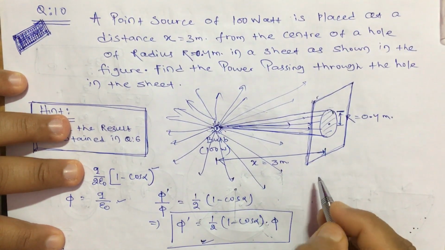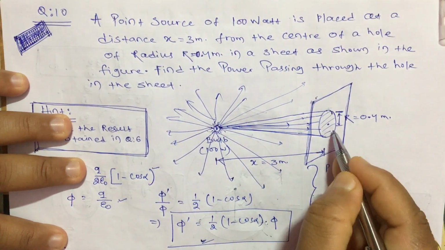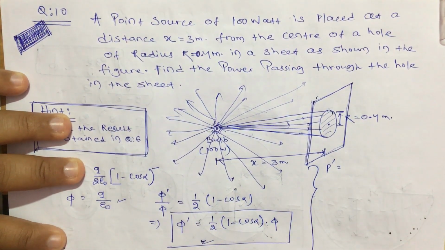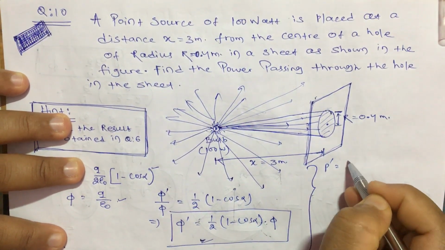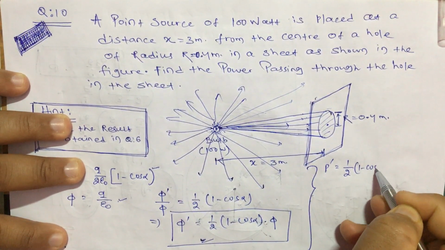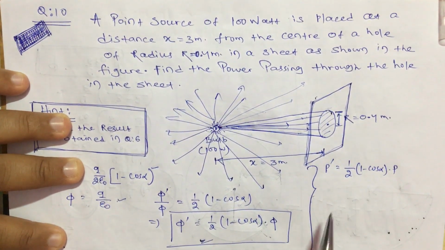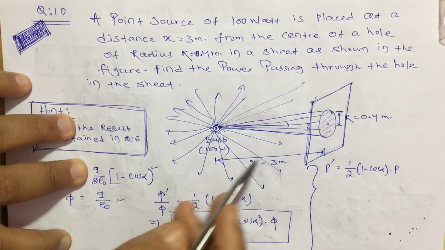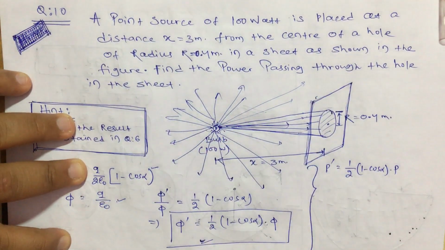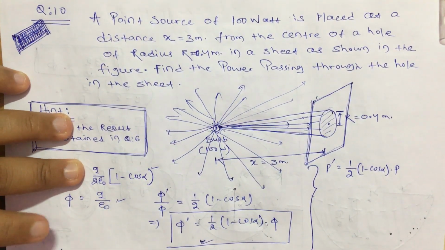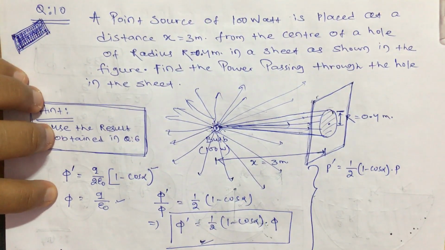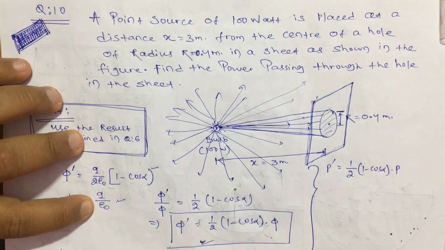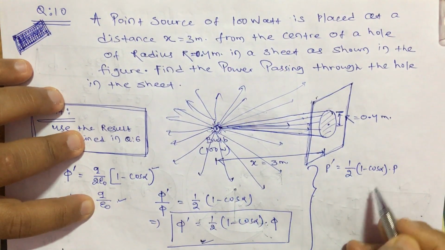So how to do it? Whatever power is coming from this shaded region or this circular hole, call it p dash, we can write as 1 by 2 into 1 minus cos alpha into p, where p is the total power of the bulb and p dash is the power through this. Because if only some rays will pass, then the intensity will change, and if the intensity changes, the power also will change. And the ratio of the power is exactly going to be the ratio of the intensities. So this is how we can do that.